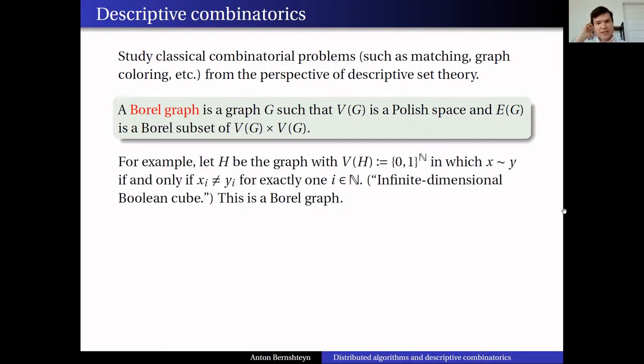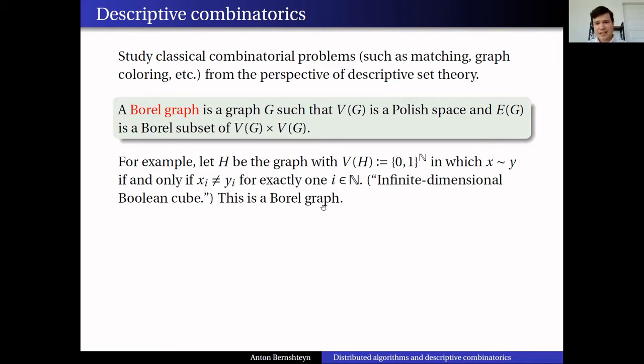So for example, here's an example of a Borel graph. Let's call it H. The vertex set of H is going to be, again, our favorite, {0,1}^N, the set of all infinite bit strings. And I'm going to put an edge between the vertex X and the vertex Y if and only if X and Y differ in precisely 1 coordinate. So X and Y are infinite sequences of zeros and ones, and if they differ in exactly 1 coordinate, then we put an edge between them. So it's like an infinite dimensional analog of the Boolean cube. And this is a Borel graph.